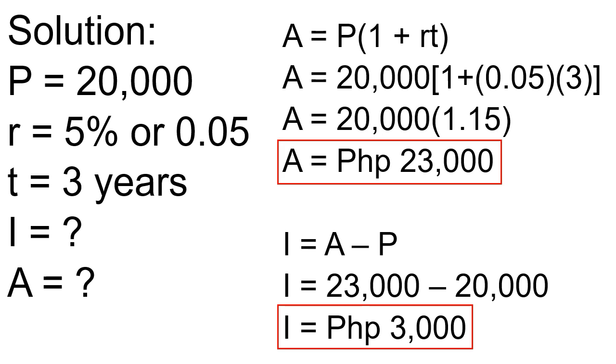In our first solution, we used the formula I equals PRT. We obtained the interest first, and then next we obtained the future value. In this formula, we obtained the future value first, and then we solved for the interest. So using both formulas will lead you to the correct answer. You may use the formula that you want to use. If you prefer the first formula, that's okay. If you prefer this method, it's also fine.